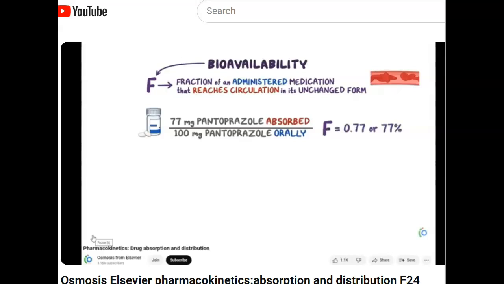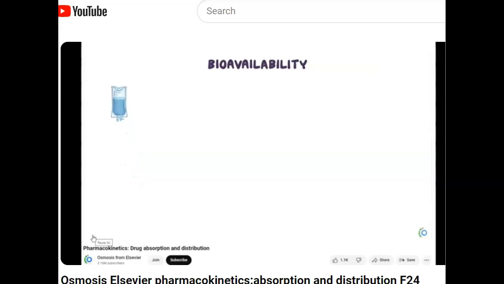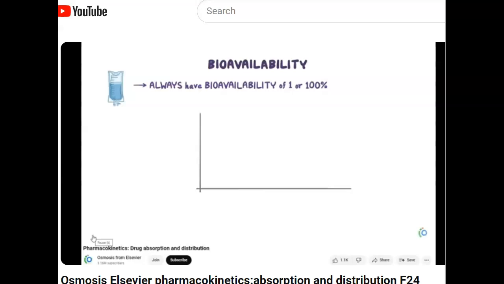In contrast, if the same 100 milligrams of pantoprazole is taken intravenously, all of it goes directly into the circulation, bypassing the gastrointestinal absorption and first-pass metabolism. So medications administered intravenously will always have a bioavailability of 1 or 100%. Let's plot all this into a nice graph to show the relationship between time on the x-axis and the plasma concentration of the medication on the y-axis after both oral and intravenous administration.